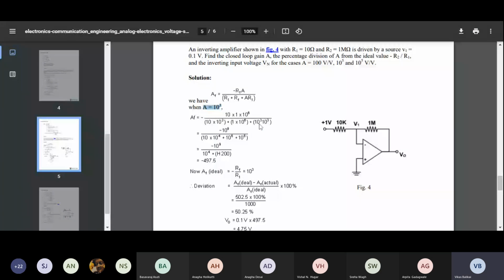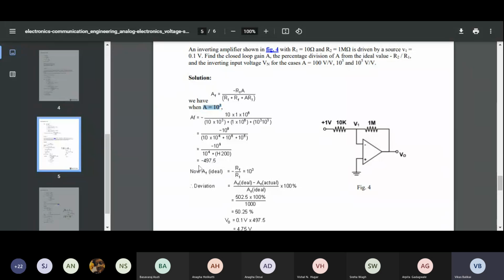So if I take 10 raised to 3, 10 raised to 3, and I multiply that, once I take that, both the numerator and denominator, if I do the division and if I do the simplification, this is what I'm going to get. So AF is what? Minus 497.5. So this AF is my practical value.